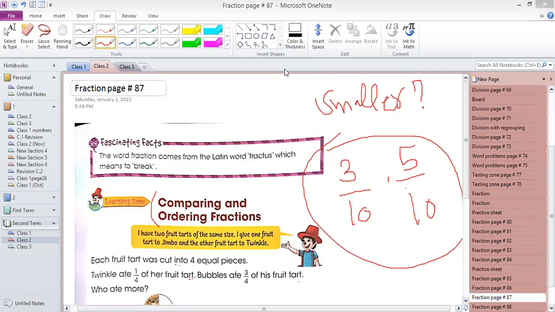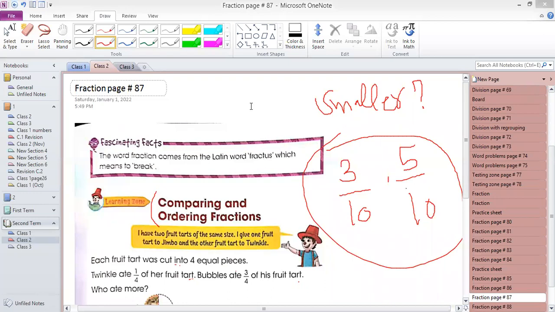I'm going to take one of the students and he will answer. Amir, which is the smaller fraction? 3/10 or 5/10? 3/10. How do you know? Because 3 is smaller than 5. Very good, very good. Thank you.